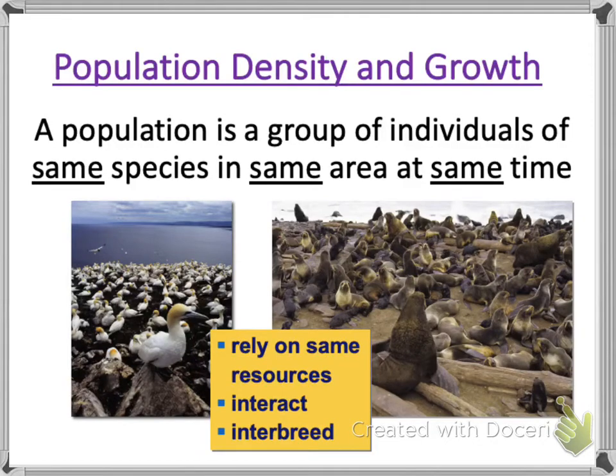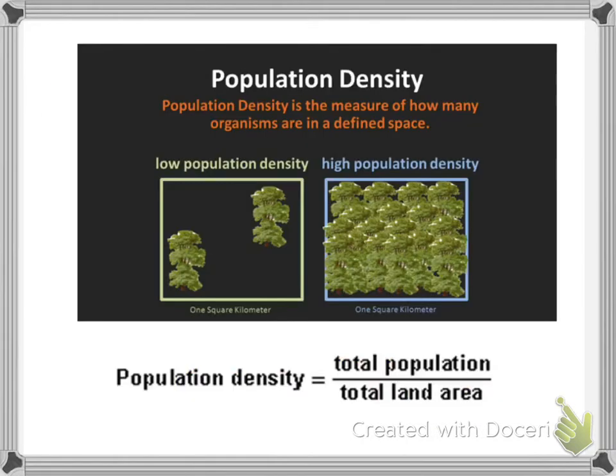In this video, we're going to look at population density and growth. So first, a population is a group of individuals of the same species in the same area at the same time. What that means is they're relying on similar resources, they're interacting with each other socially, and they can interbreed with each other.